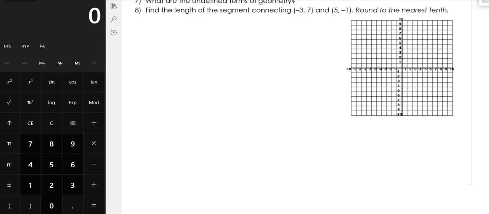All right, welcome back. Let's go on to number 8. Find the length of the segment connecting -3, 7 and 5, -1. Round to the nearest tenth. Okay, here is the ask.